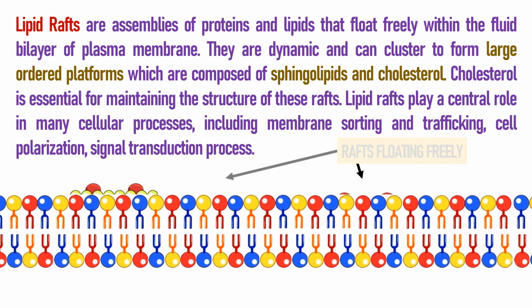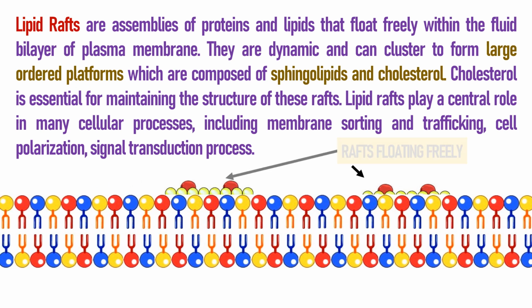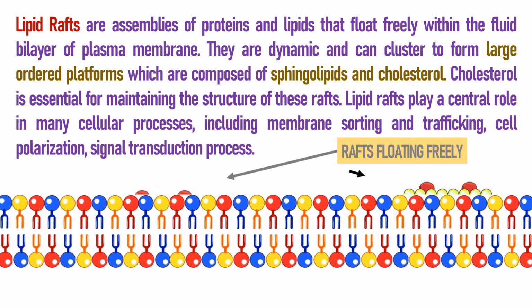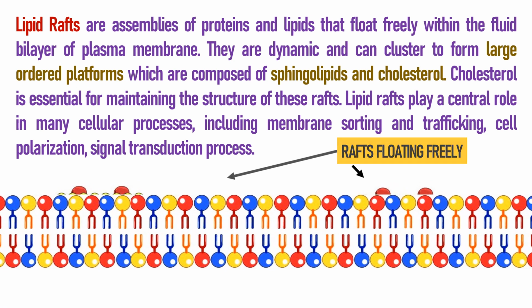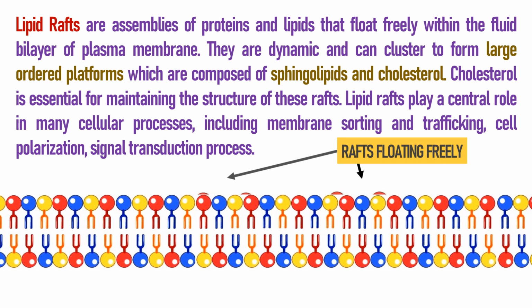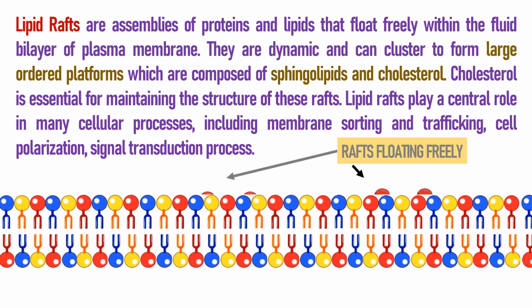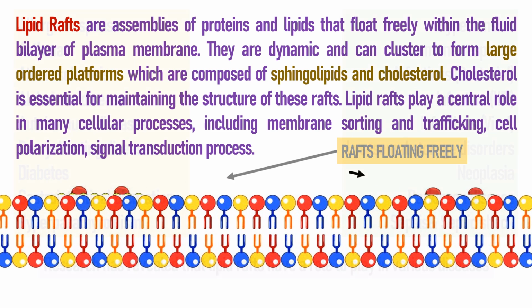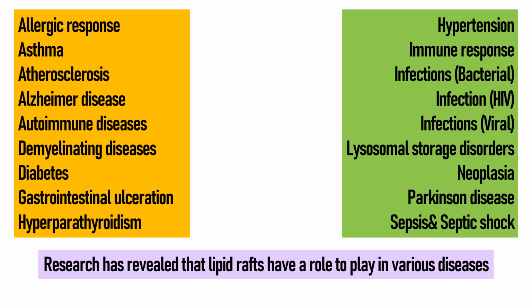Lipid rafts are assemblies of proteins and lipids that float freely within the bilayer of the plasma membrane. They are dynamic and can cluster to form large ordered platforms, which are composed of sphingolipids and cholesterol. Cholesterol is essential for maintaining the structure of these rafts. Lipid rafts play a central role in many cellular processes, including membrane sorting and trafficking, cell polarization, and signal transduction processes. Research has revealed that lipid rafts have a role to play in various diseases. You may choose to go through this list as shown here. This long list is indicative of the importance of these innocuous structures found in the plasma membrane.